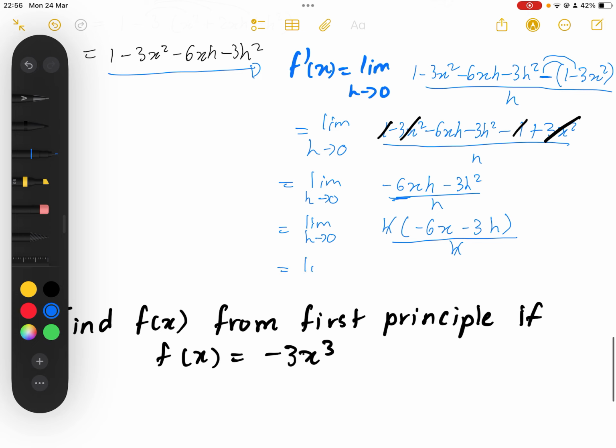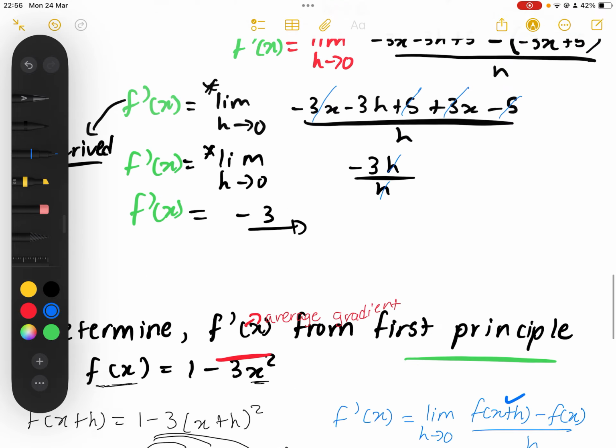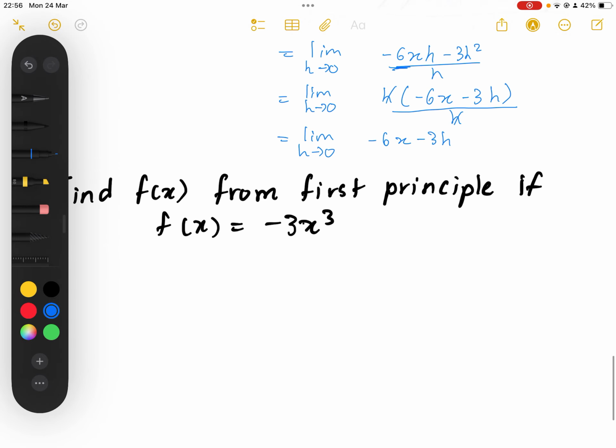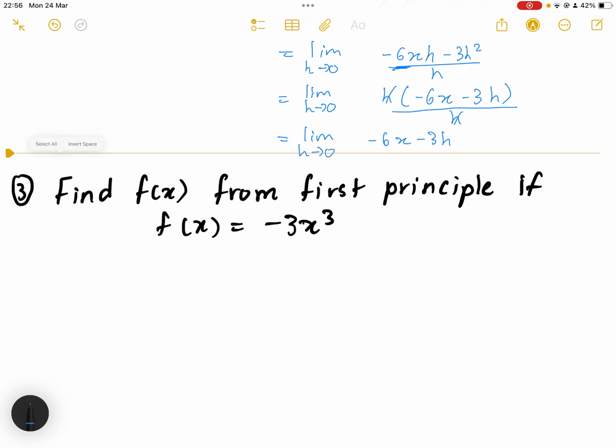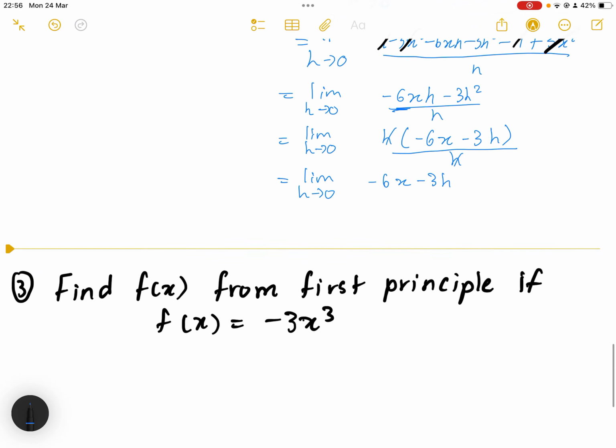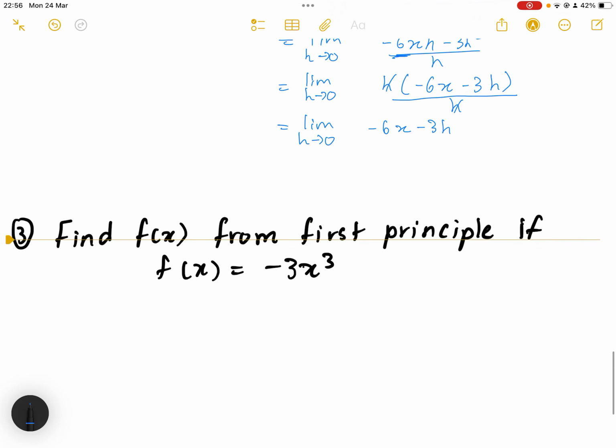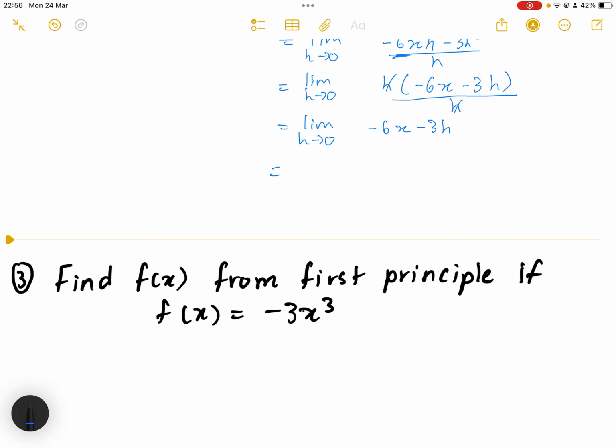But we are still left with the limit as h goes to 0, because there's still an h present. So what are you going to do now? That is where you're going to use the 0 in this next step. So now negative 6x minus 3, and then I'm going to put the 0.